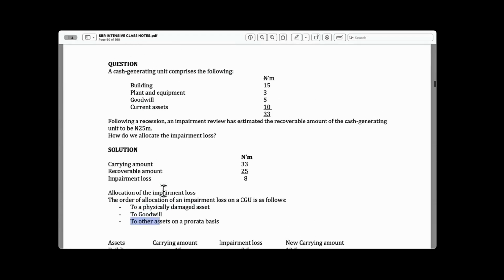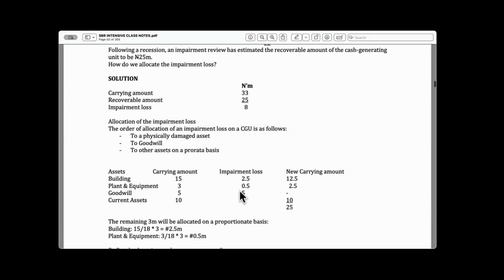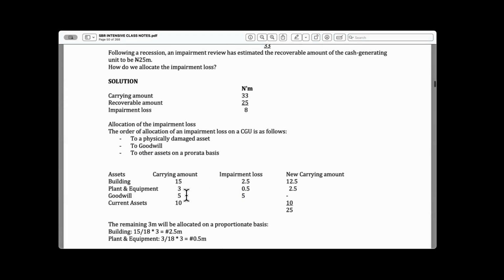In this scenario, we did not have any physically damaged assets, but we have goodwill. So we allocated 5 million. The reason we allocated 5 million to goodwill is because the total value of the goodwill is 5 million. So we need to impair the goodwill fully first, to the extent that we have enough impairment loss amount, which we do. So we give 5 million to this goodwill, and it becomes 0.